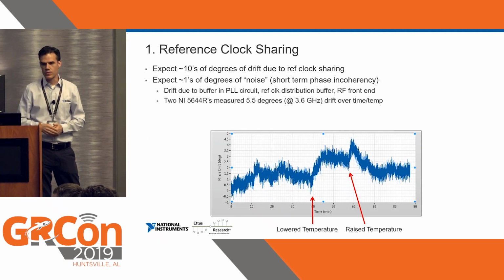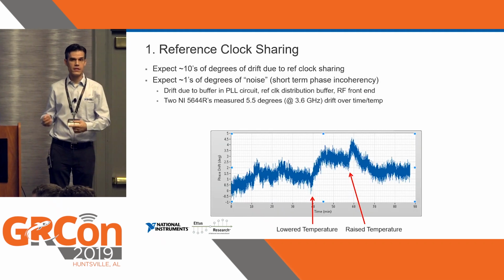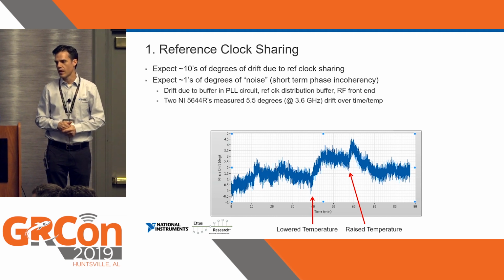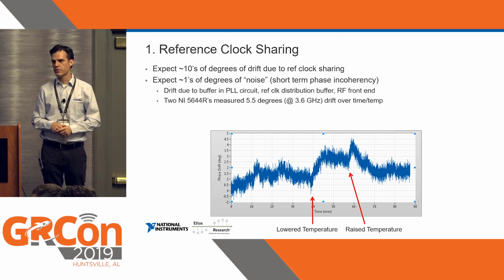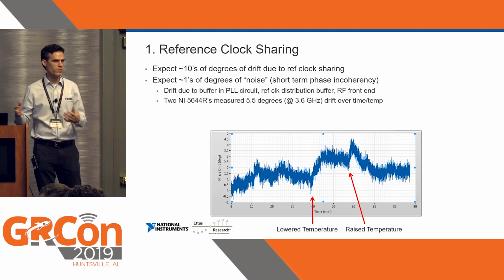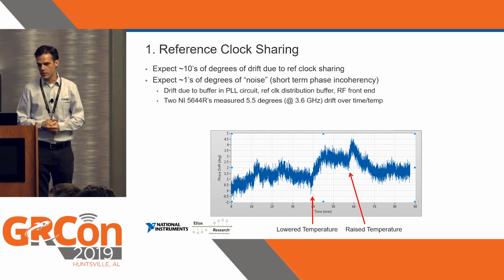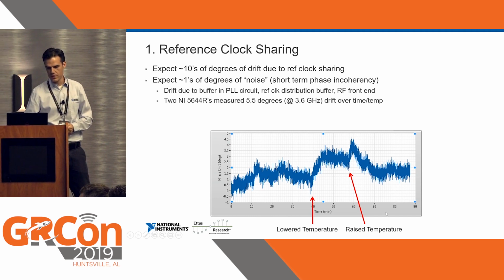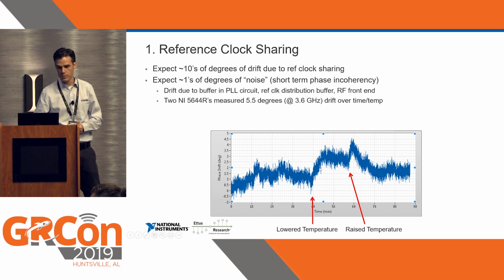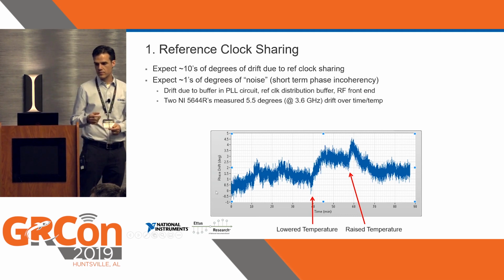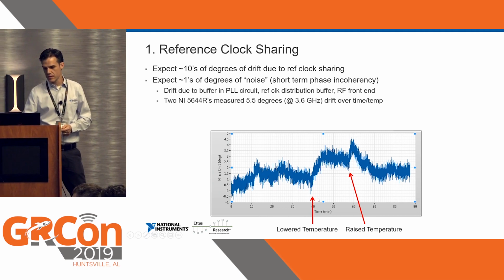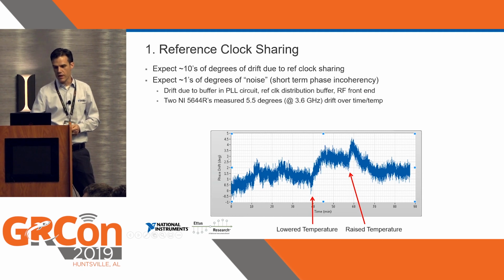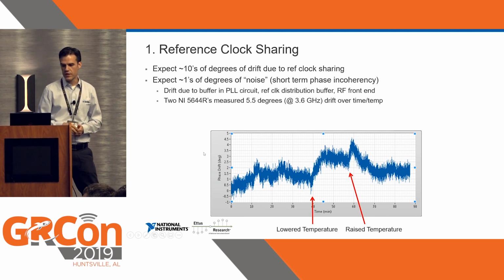So what happens when you actually try this out? These are measurements that I took a while ago in my lab on a couple of NI instruments, not actually on X310s, but I took the same measurement on X310s, and it was pretty similar. And what you see here is, I'll kind of point out some of the axes, because I'm sure it's hard to see in the back of the room. This is phase drift on the y-axis here, and this is at 3.6 gigahertz center frequency. And this is time on the x-axis. This is over about an hour and a half, and I've seen about 5.5 degrees of phase drift.